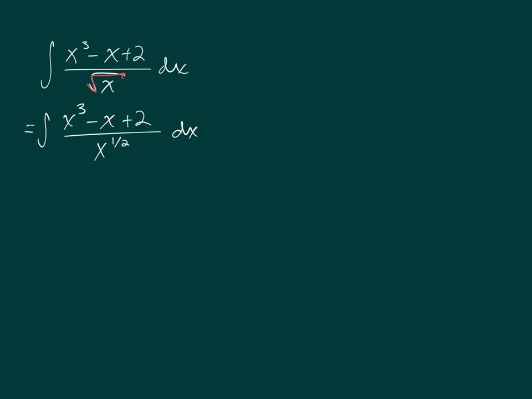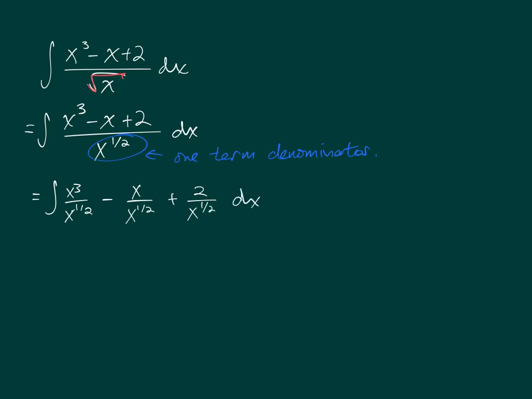All right, next I will notice that there's only one term in the denominator. And what that allows us to do then is split up this integral into 3 terms. So I'm going to have x cubed over x to the 1/2 minus x over x to the 1/2 plus 2 over x to the 1/2 dx.